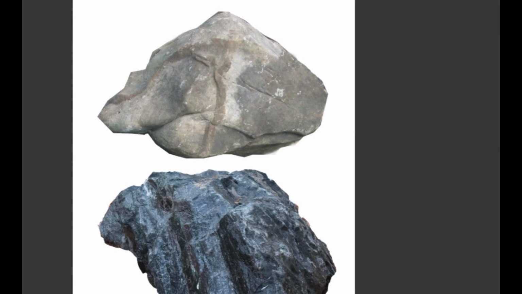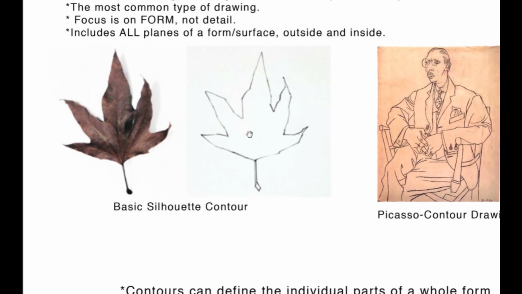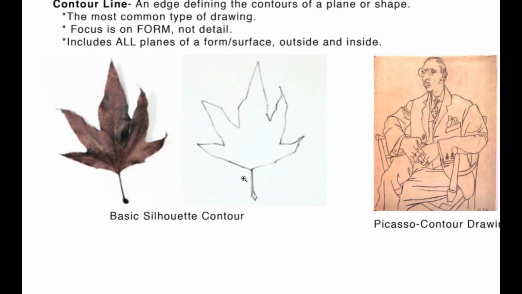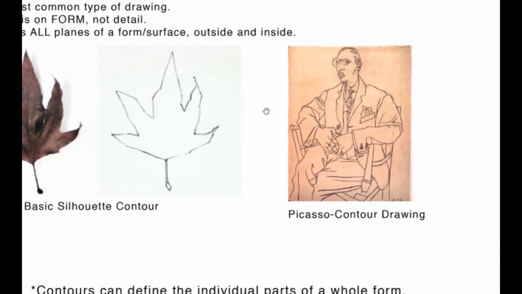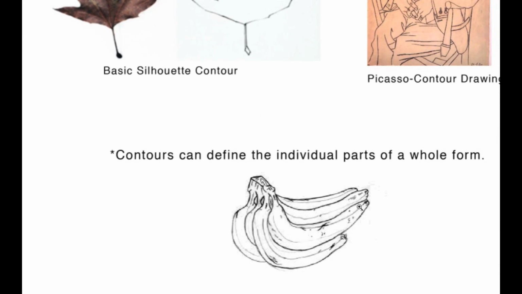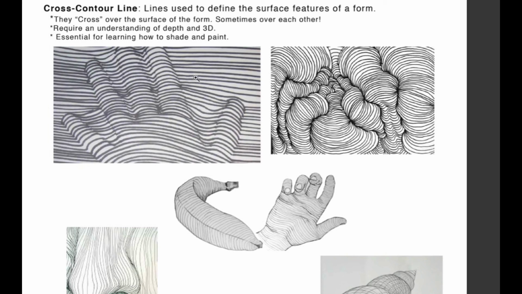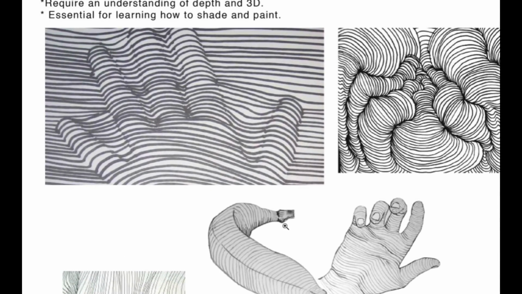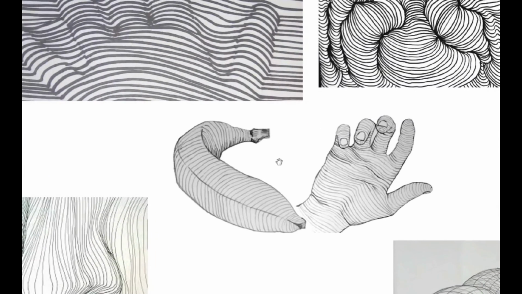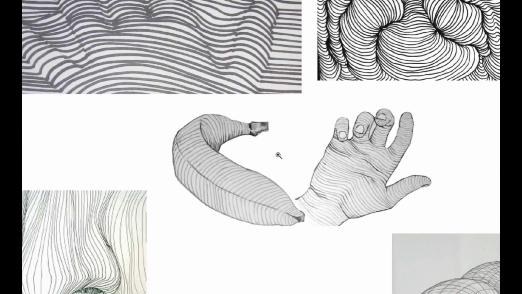So let's summarize. Lines don't exist in nature. Lines are just abstract symbols that can be manipulated to trick the brain into thinking that it's seen an edge. There are many types of lines, the most basic of which is a contour line covering the outside of a plane. That can also cover individual planes inside of a major plane as well. Cross-contour lines are lines that define the surface features like a topographical map. It also helps you have an understanding of three-dimensional space when you translate over into shading and painting and sculpting.